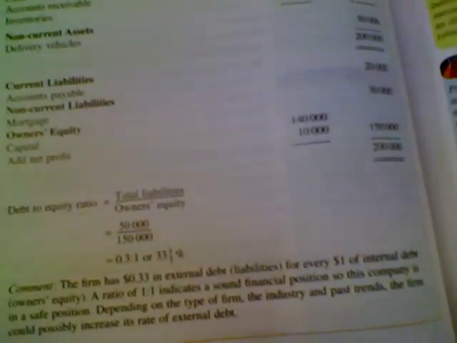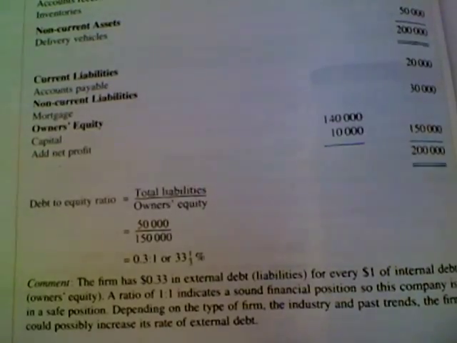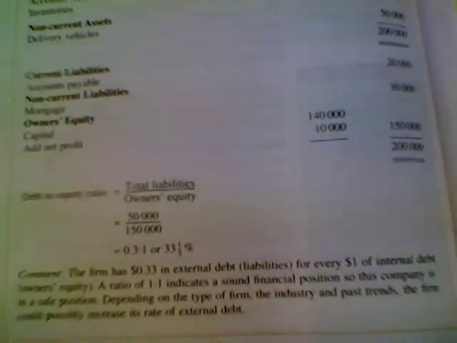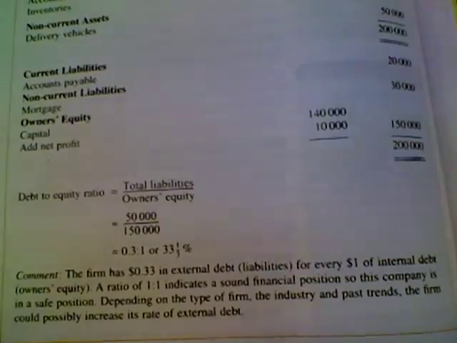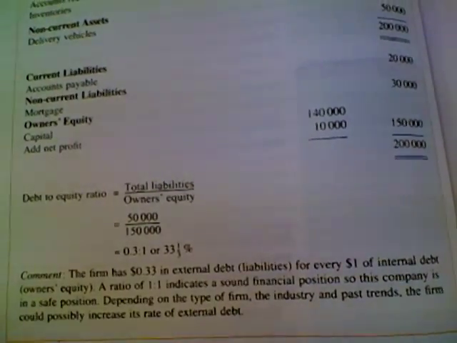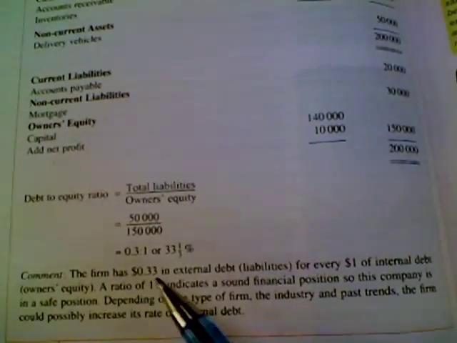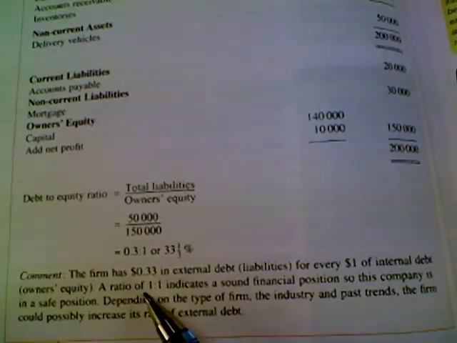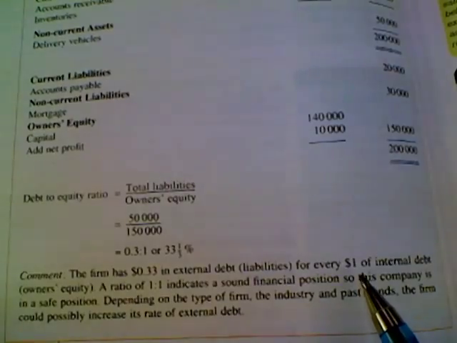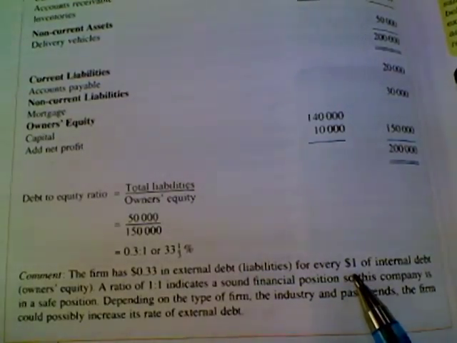This is where the marks lie in the HSC, boys. It's easy to calculate. That's a basic mathematical equation. It's the interpretation where the marks are. Basically, what this ratio is saying is that for every 33 cents that the business borrows, they have $1 of owner's equity to cover it.